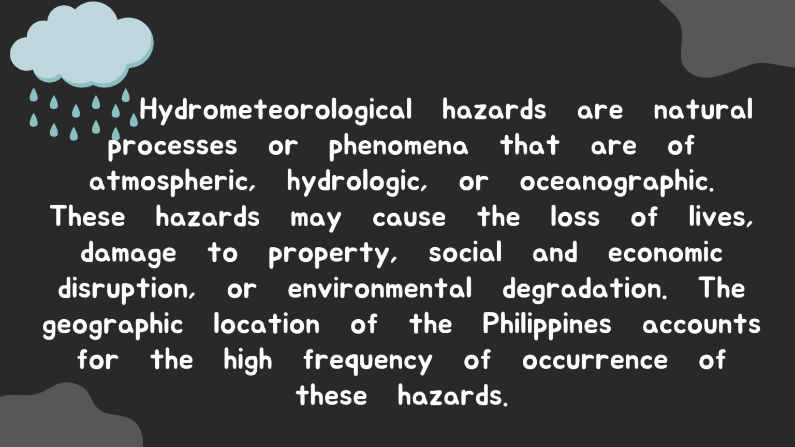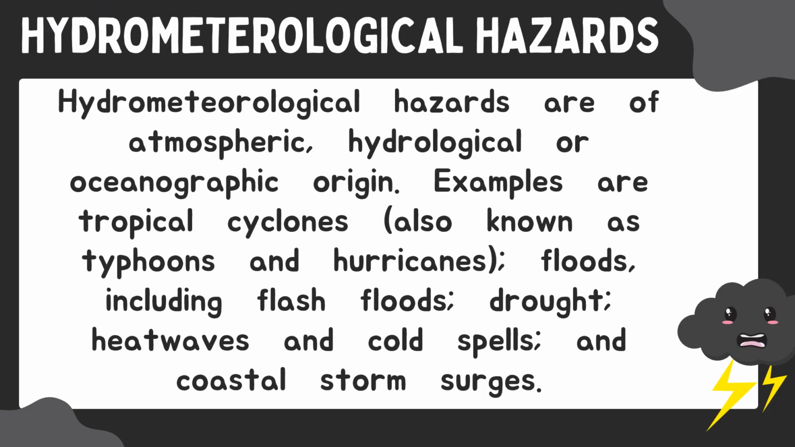Now, when we say hydrometeorological hazards, these are the natural processes or phenomena that are atmospheric, hydrologic, and oceanographic. Now, the hazard may cause loss of lives, damage to property, social and economic disruption, or environmental degradation. Now, based on the geographic location of the Philippines, we experience a high frequency of occurrence of these hazards. Examples are the tropical cyclones, also known as typhoons and hurricanes. This also includes floods, flash floods, drought, heat waves, cold spells, and coastal storm surges.